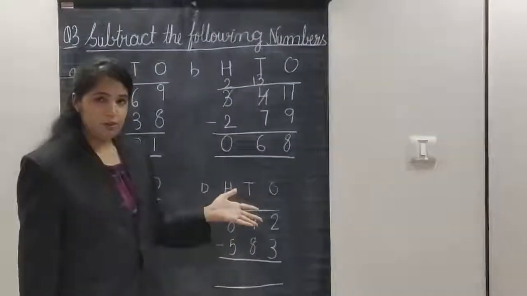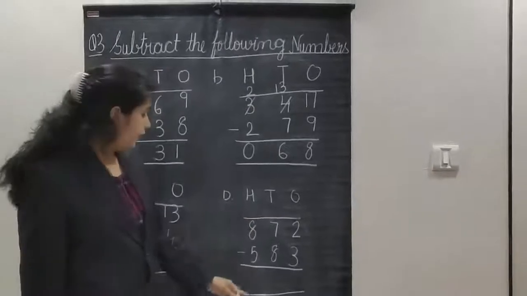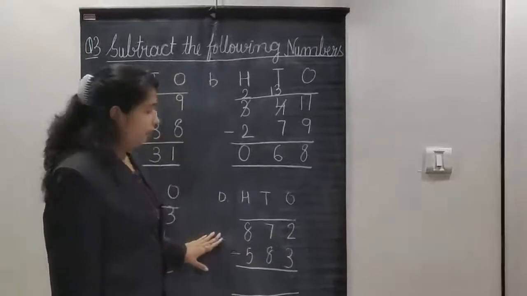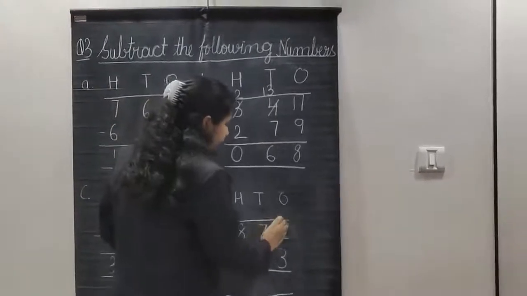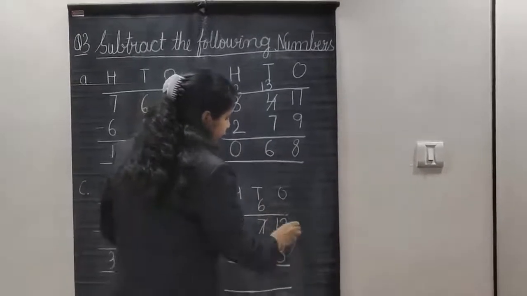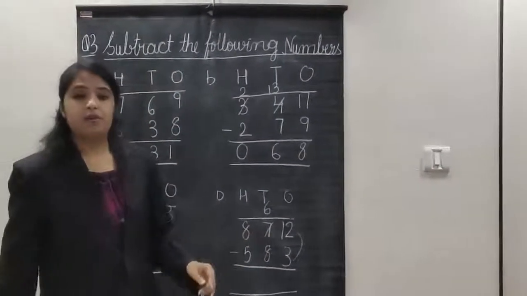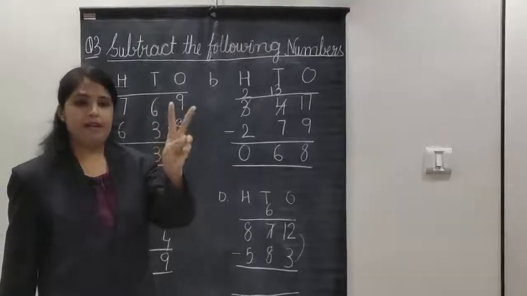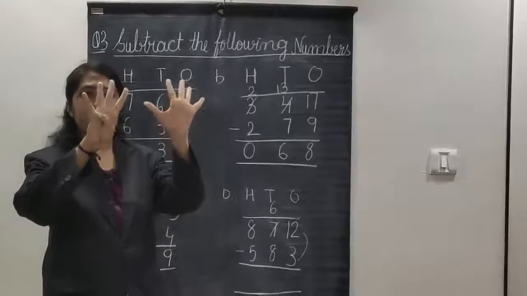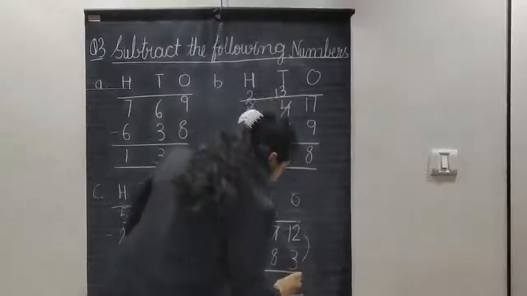And the last sum we will do from the course book is 872 minus 583. So 2 minus 3, not possible. We will do cut 1, put 1, minus 1 which makes 12. After 3 till 12. So after 3, 4, 5, 6, 7, 8, 9, 10, 11, 12. Again 9 on my fingers. So I will write here 9.